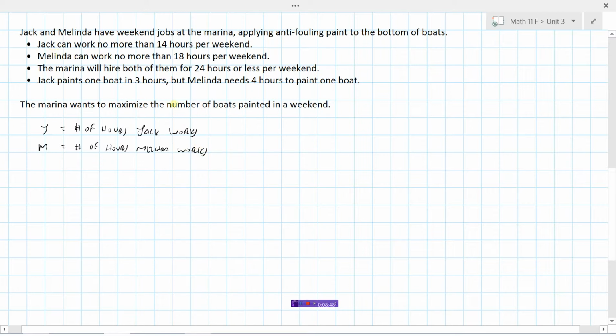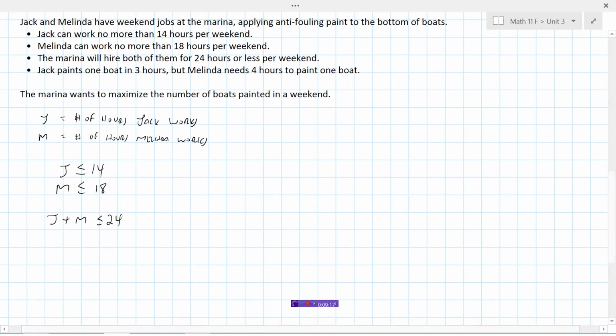So Jack can work no more than 14 hours per weekend. So my first restriction is Jack is less than or equal to 14. Melinda can work no more than 18 hours, so she's less than or equal to 18. The marina is going to hire both of them for no more than 24 hours. So that means that Jack plus Melinda has to be less than or equal to 24.